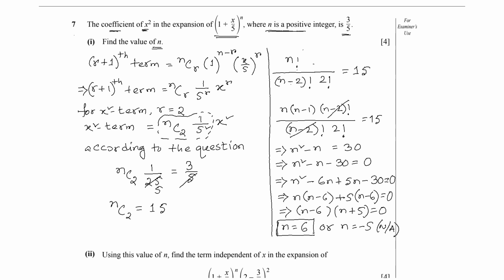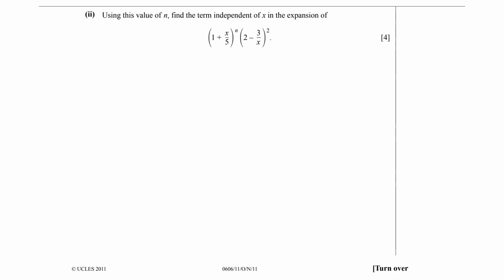Okay, now as we have completed the first part of the question, let's move on to the second part. Here in the second part, we have to use the value of n that we have just figured out, which is 6, to find the term independent of x, which means a constant, from the expansion of (1 plus x over 5) to the power 6 times (2 minus 3 over x) whole squared. We need to expand both of these terms, but let us expand the (2 minus 3 over x) squared term first.